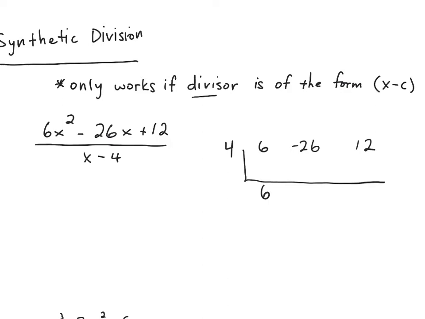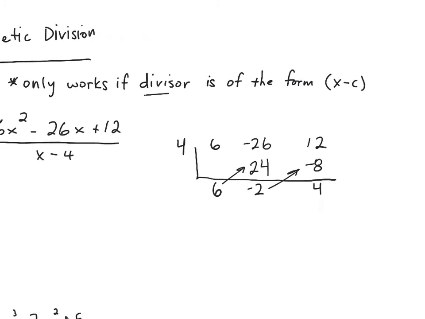Any number underneath always multiplies with that number there. So I'm going to take the 6, multiply it by the 4, and then that result gets written right here, 24. And then any number that's written in a column like this adds. So negative 26 plus 24 is negative 2. So now the negative 2 multiplies with the 4, and that product is right here, negative 8. And since these are lined up in a column now, those are going to add to 4.